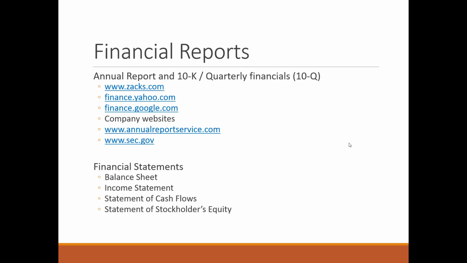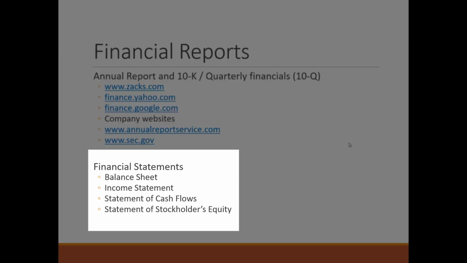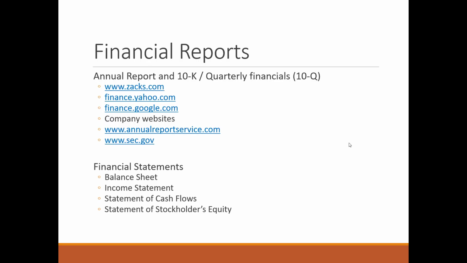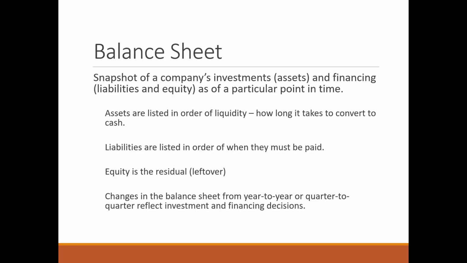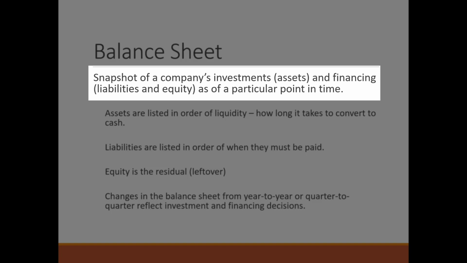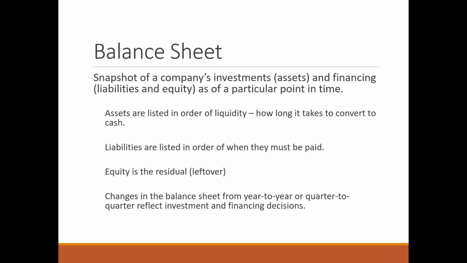So the four financial statements that we're going to look at are the balance sheet, income statement, the statement of cash flows, and the statement of stockholders' equity. We'll be looking at all of these over the next few videos, next few modules. So let's move on here and take a look at the particulars of the balance sheet. A balance sheet is simply a snapshot of a company's assets, and another way to think of those assets are the company's investments. And we also see the company's financing decisions, so that's going to be the liabilities and equity portion. And all of this is as of a particular point in time. So it's a snapshot at a point in time. So this might be quarterly, it could be annually, depending on which report we're looking at.